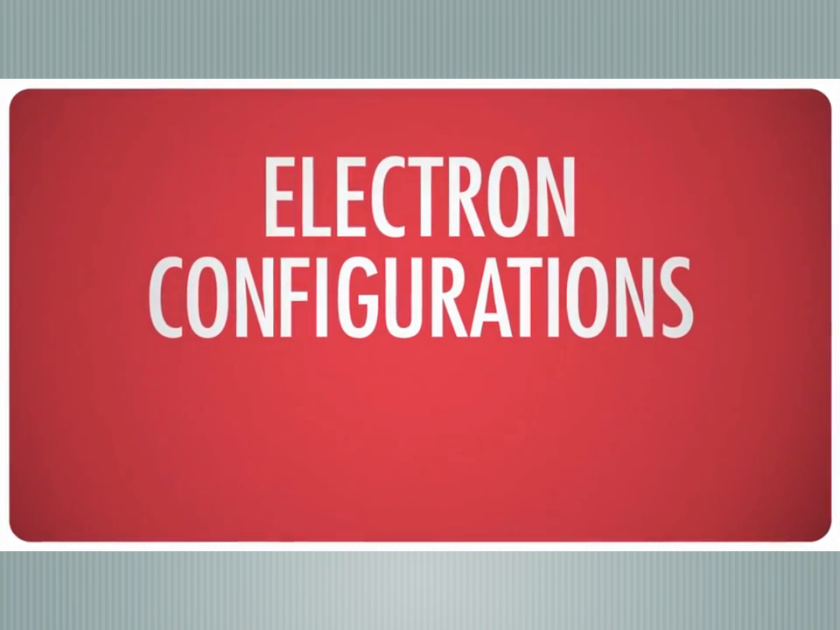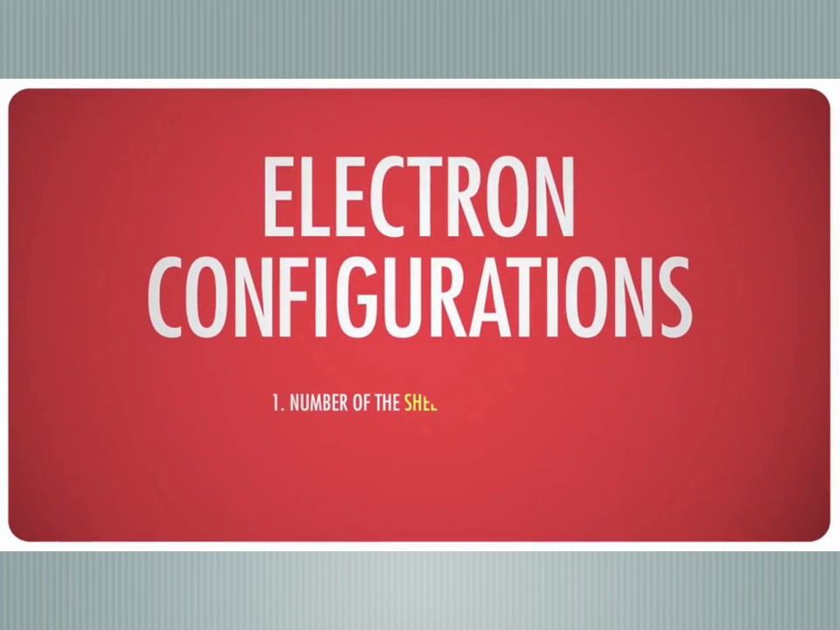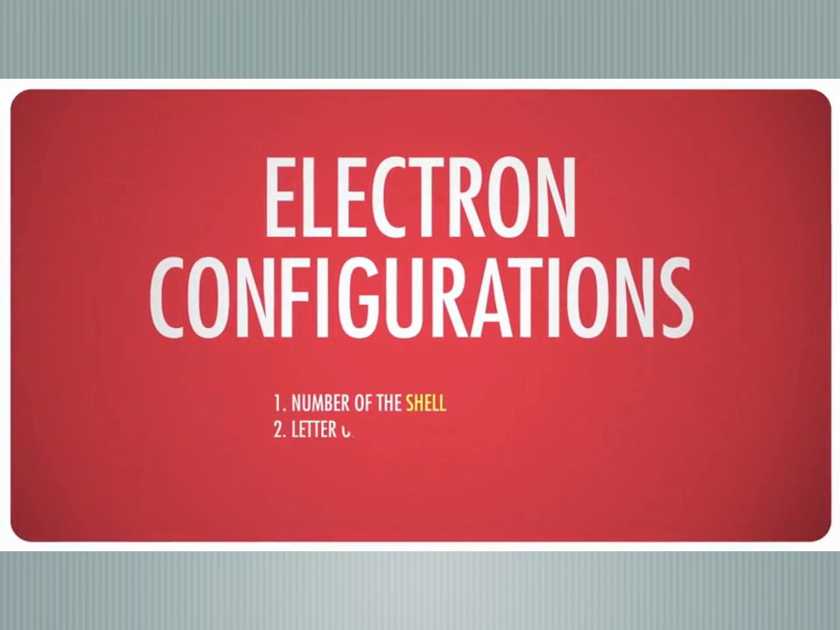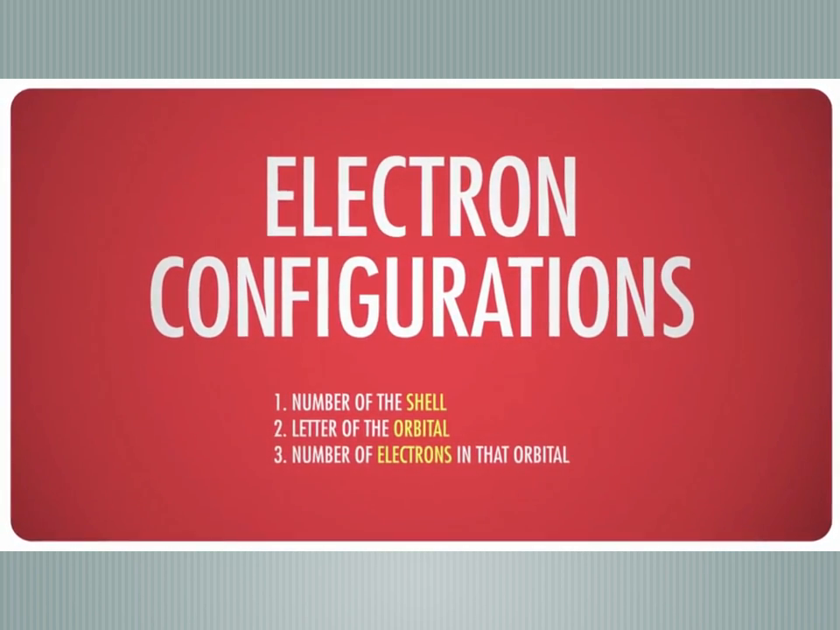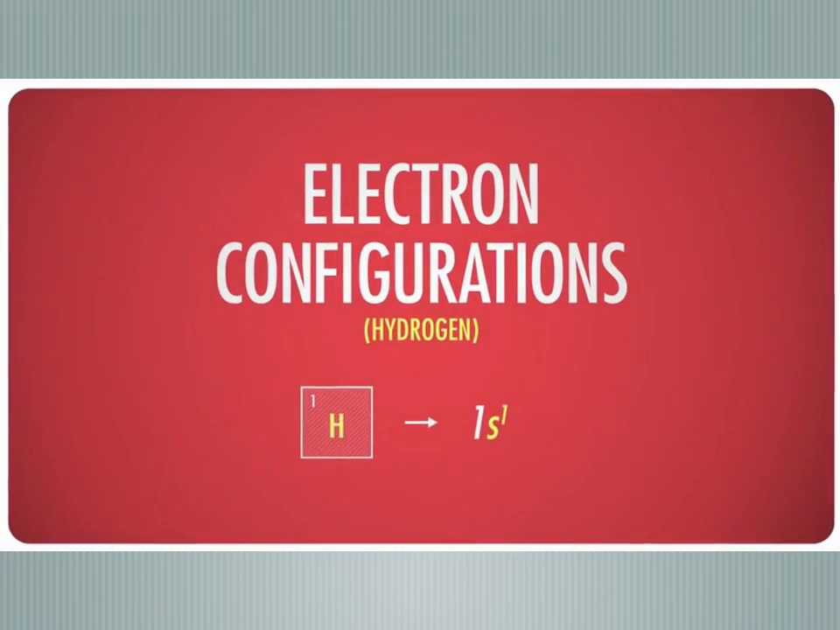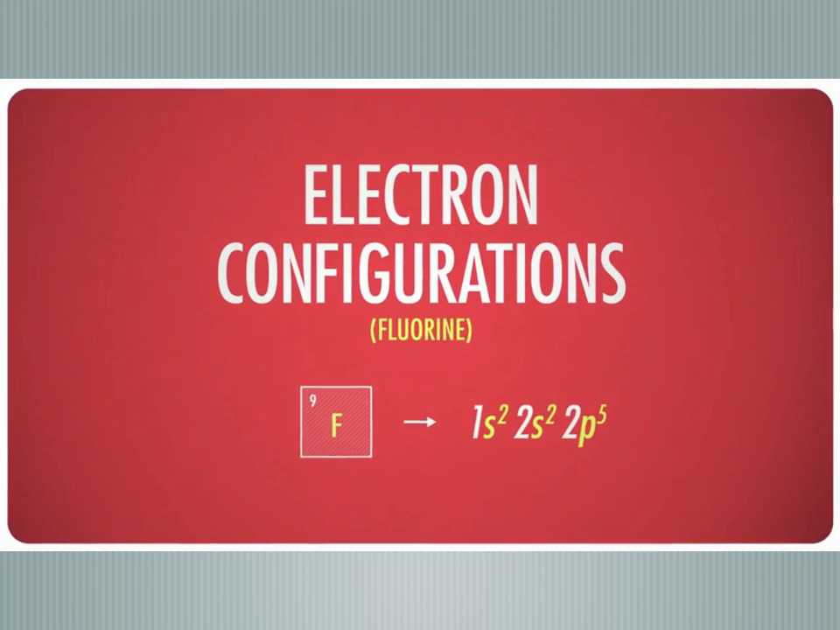And just like with music, there's a bit of notation to learn as well. It's important to know how to write out what we call electron configurations, a condensed way of showing exactly where all of an atom's electrons are. First, we write the number of the shell, then the letter of the orbital, then the number of electrons in that orbital, and repeat until we run out of electrons. So for hydrogen with just one electron, it's 1s1. For fluorine, it's 1s2, 2s2, 2p5.